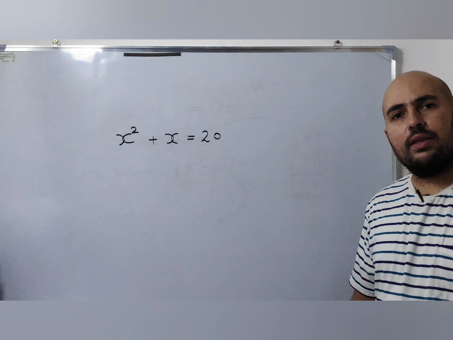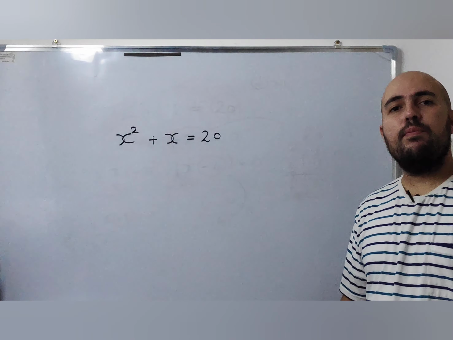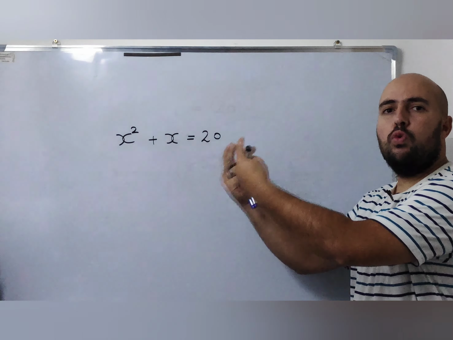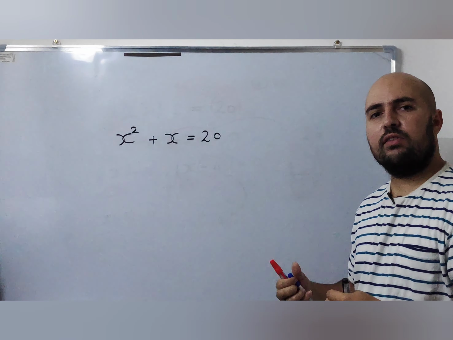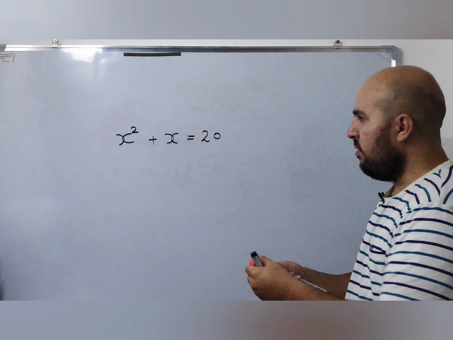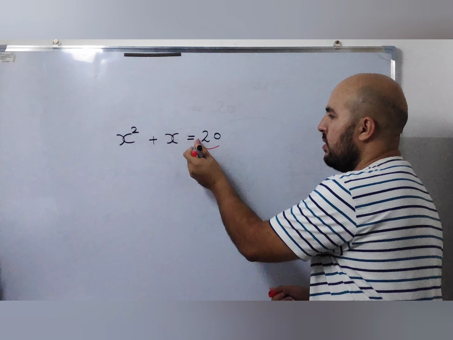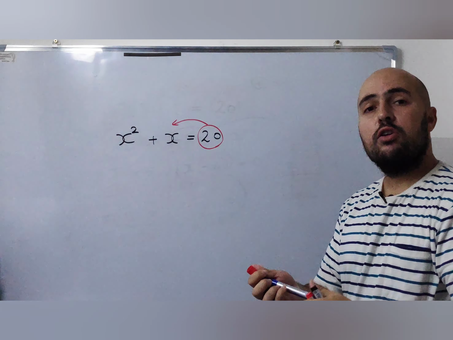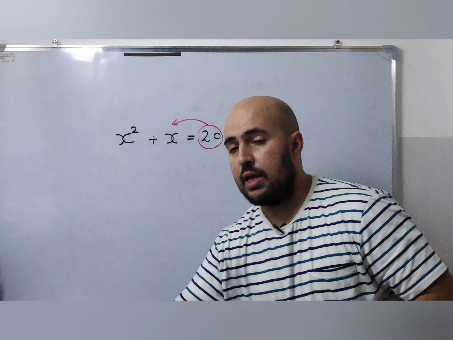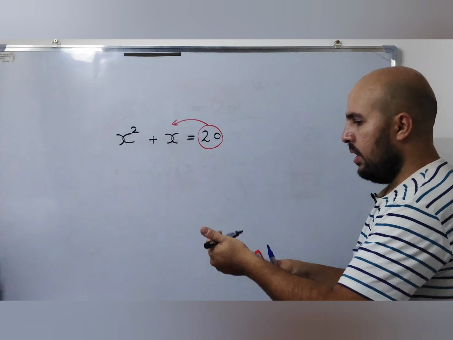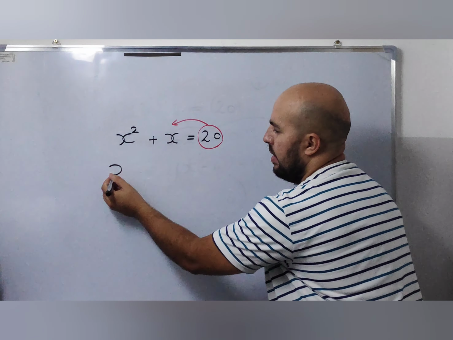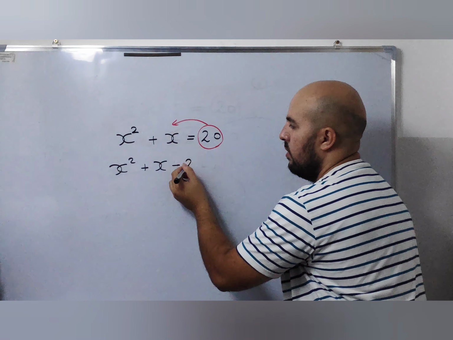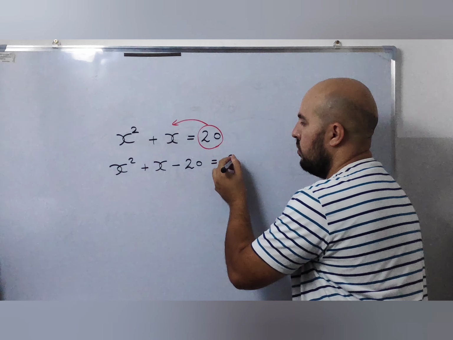And to solve quadratic equations, we have to make them equal to 0. So we're going to take all the elements of the equation to one side and make the other side a 0. Now, we have here 20 or positive 20. We're going to take it to the other side and we're going to change the sign. So it's going to be what? Very good. Negative 20. Now, let's write the equation here. We have x squared plus x minus 20 equals 0.